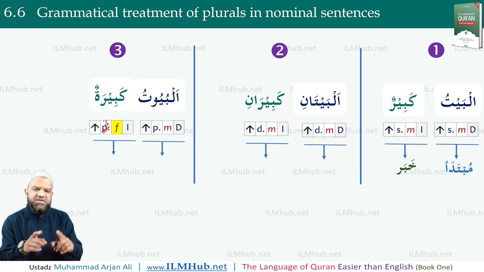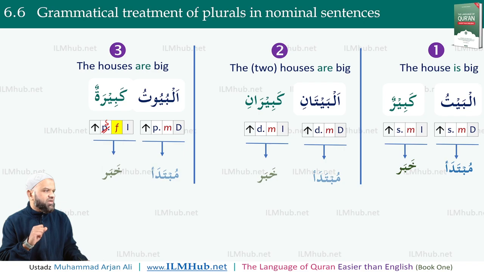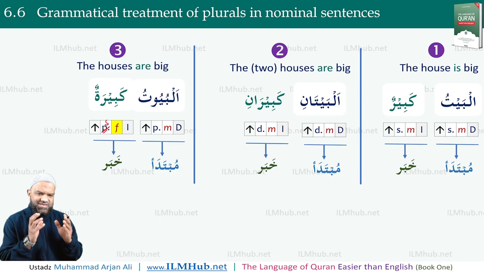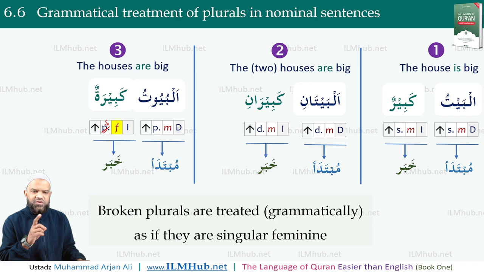The house is big. The two houses are big. The houses are big. In Arabic, there is a rule. Broken plurals, particularly of non-aqil. If you remember the non-aqil I mentioned, non-angel, jinn, or human, words that don't relate to them, are treated as if they are singular feminine. Not only feminine, but singular feminine. And it is for this reason that, in order to match the predicate, I had to make it singular feminine, not plural. So please make a note of that. Al-buyutu kabiratun. Now take this note, inshallah ta'ala: broken plurals are treated grammatically as if they are singular feminine in most cases.